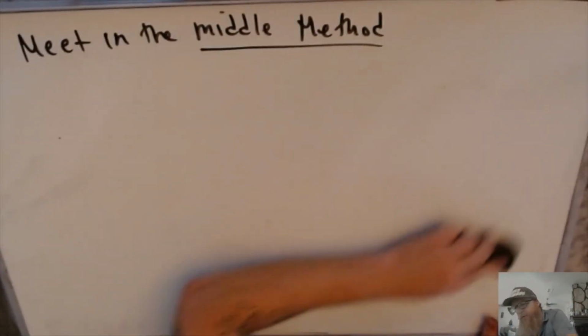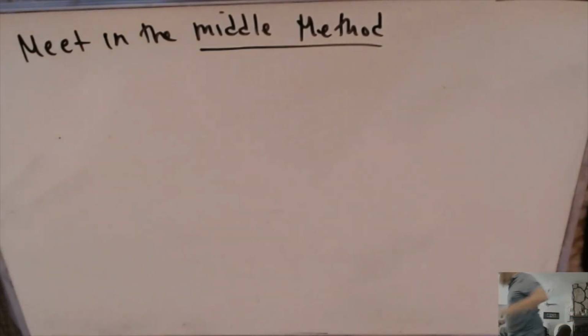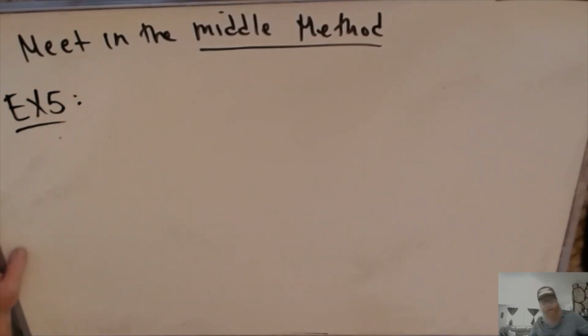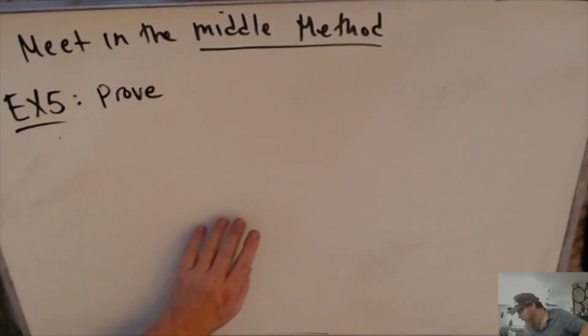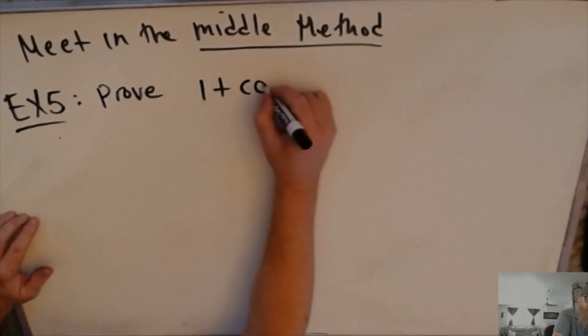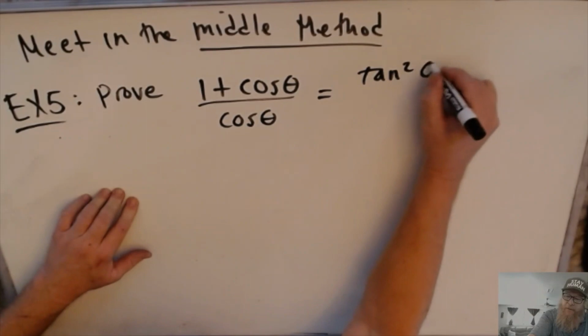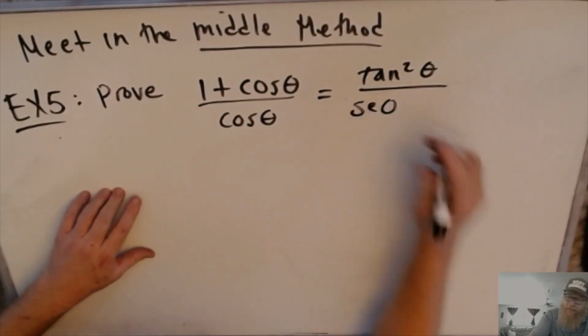Now, this method is typically only used out of desperation. When you have lost your way and you don't have any way to go, you do the meet me in the middle technique. You just stop and take a break, and you hope that the other side makes it to where you ended up. So, for example, I want to prove (1 plus cosine) over cosine is equal to tan squared over (secant minus 1).